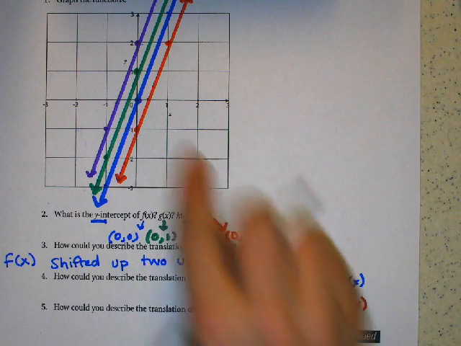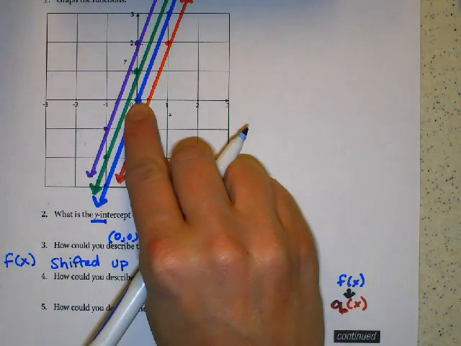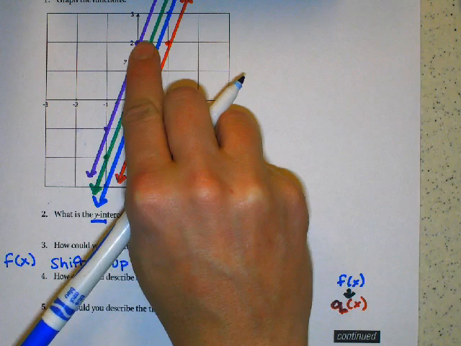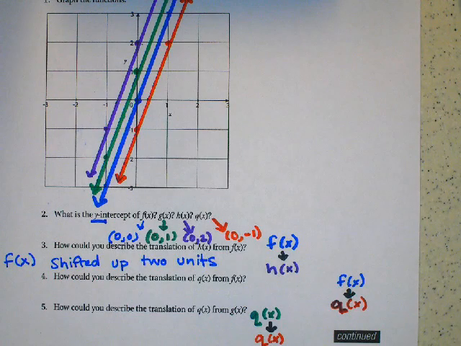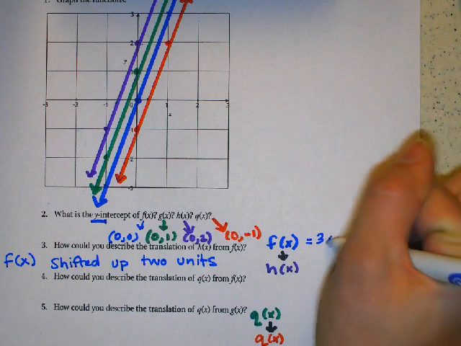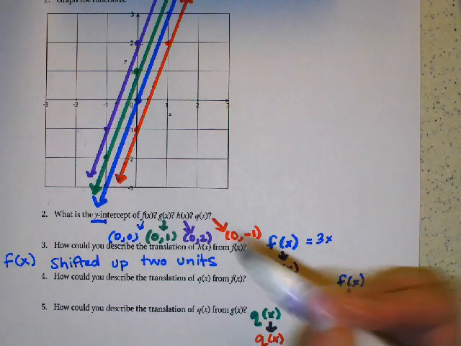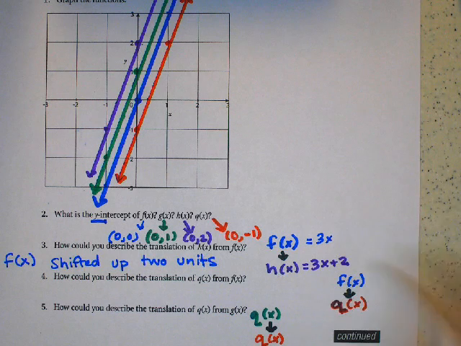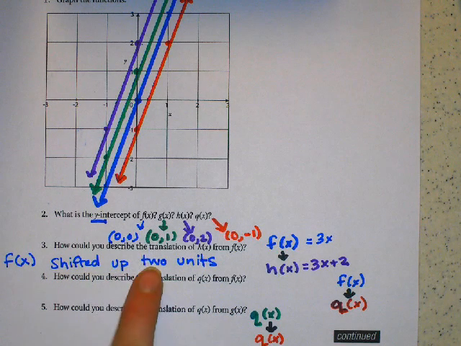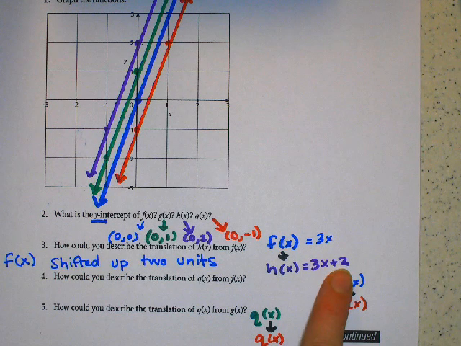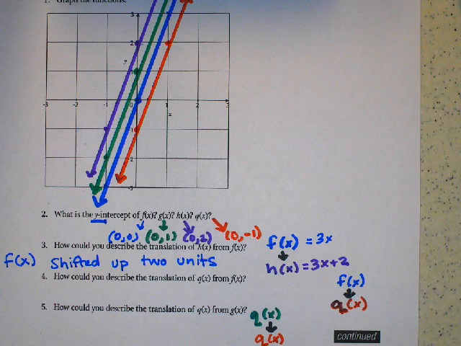And again, the way I did that is I looked at my blue line, and I said, okay, this point was on my blue line, 1, 2. To get to my purple line, I had to count up 2. A kind of cool pattern emerges. F of x is 3x, and h of x was 3x plus 2. So notice if I shift it up 2 units, this equation has that plus 2. Let's try another one and see if that's just a coincidence.